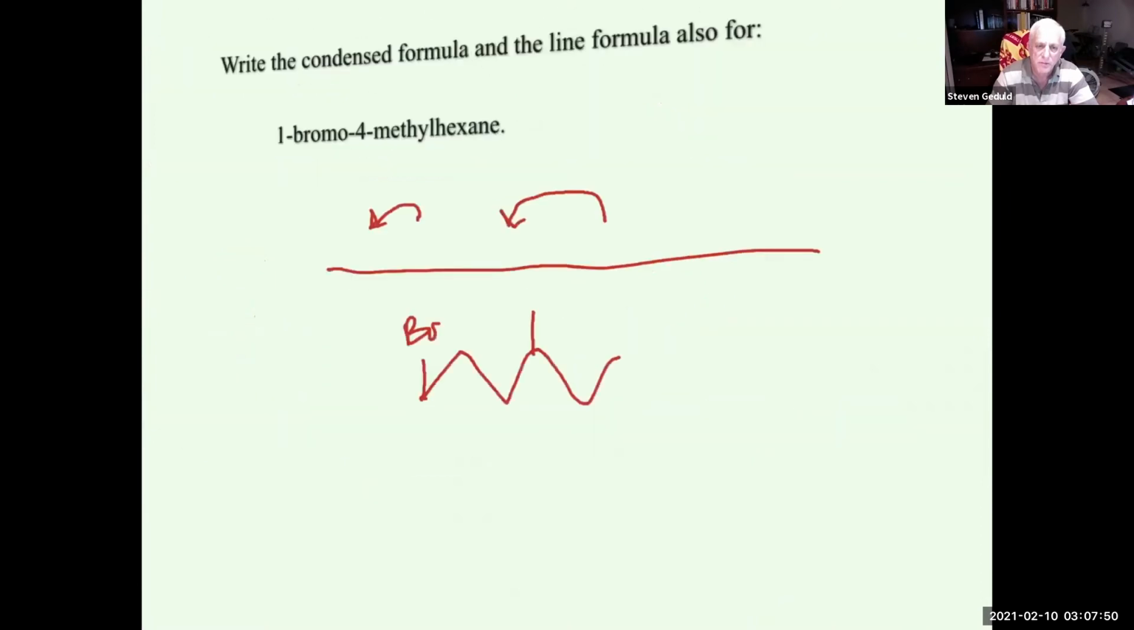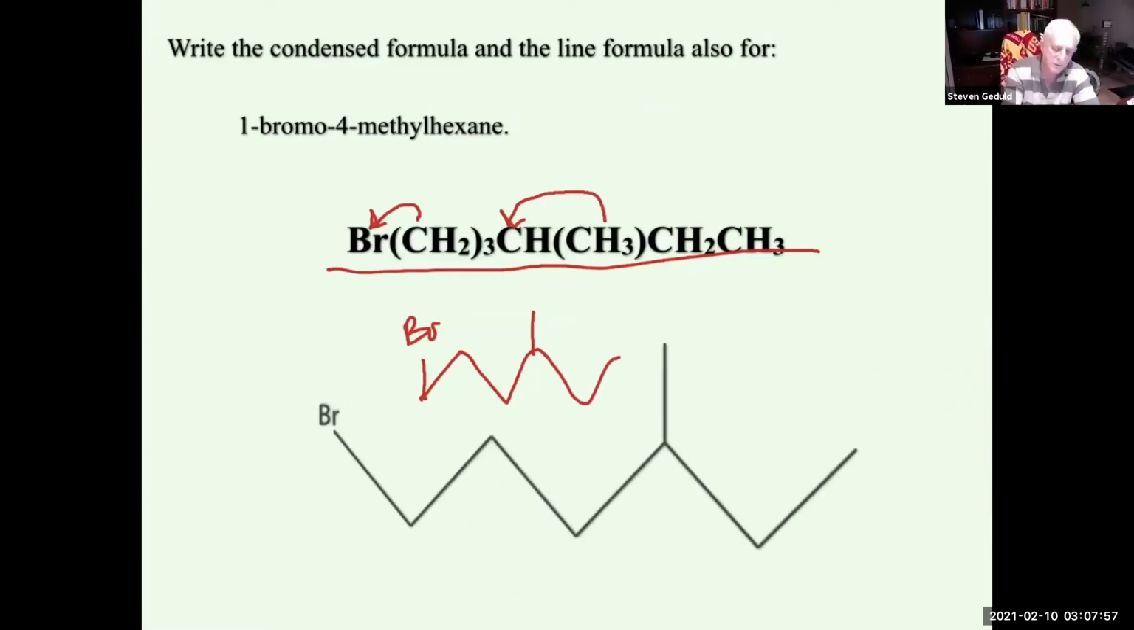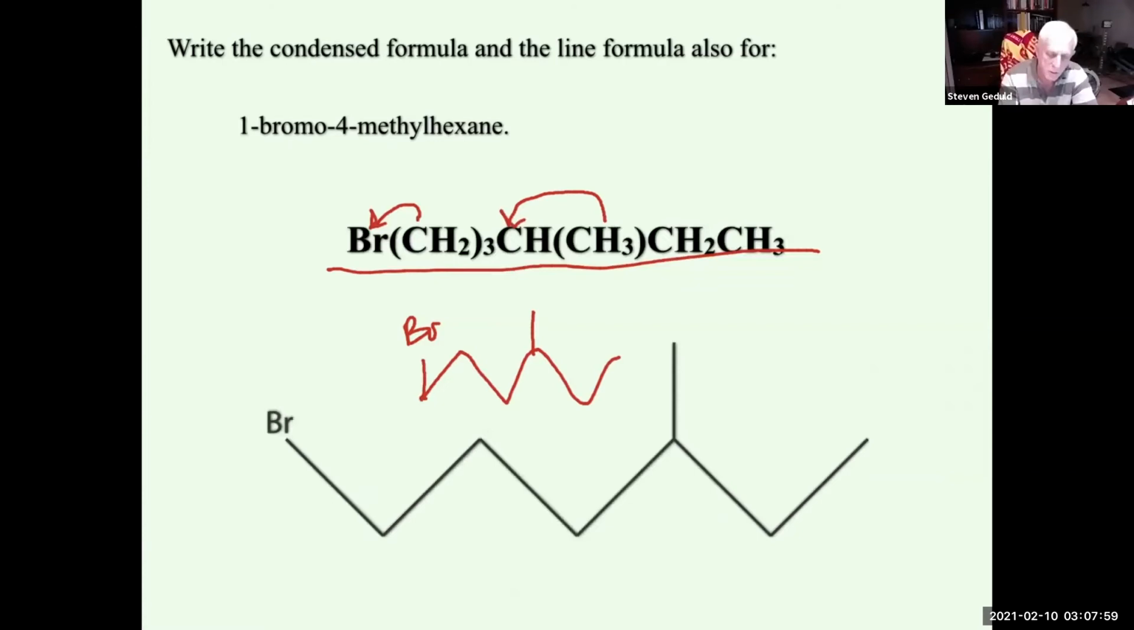This was it. 1-bromo formula. Okay. Yeah, this is our line formula. And the structural formula was where you went bromine, CH2, CH2, CH3. Is that what you're saying?